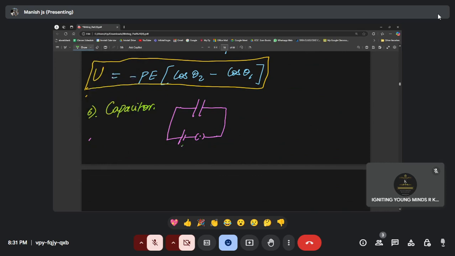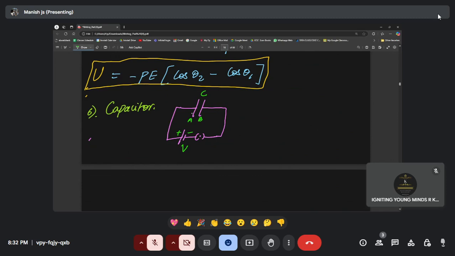The cell is supplying some potential V across the capacitor. The capacitor is given by the symbol C. C is the capacitor, or capacitance, you can say. Once you connect this cell or battery to the capacitor, you can see the capacitor has two plates. Let me call the left plate A and the right plate B. I repeat, the capacitor is made up of two conducting plates, one is A and one is B. They are of the same material.